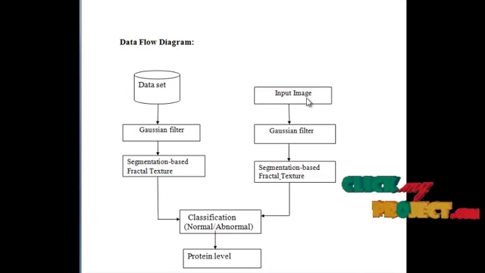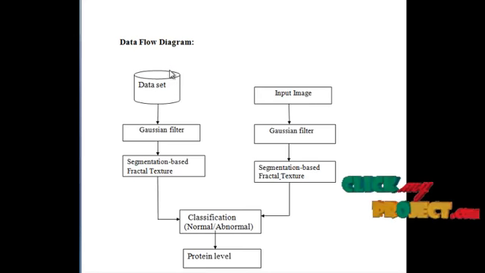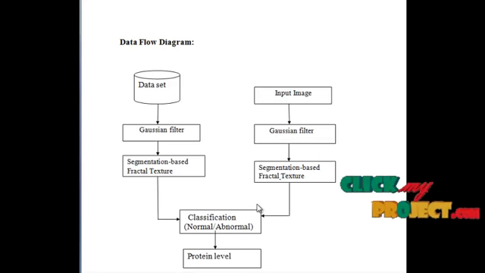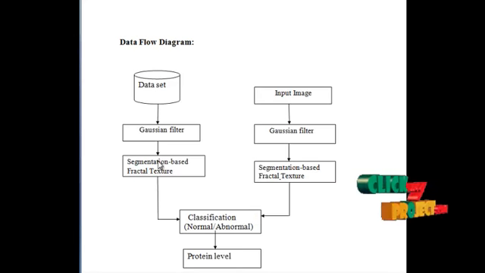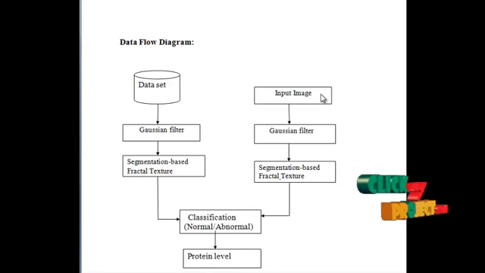Now let's demonstrate the data flow diagram. In this data flow diagram we consider the input image, Gaussian filter, segmentation based fractal texture analysis, and the classification, and all these are performed for the dataset. Also the output is given to the protein level. In the input images, we selected several images based on biometrics. Any one image is selected and the output is given to the Gaussian filter.